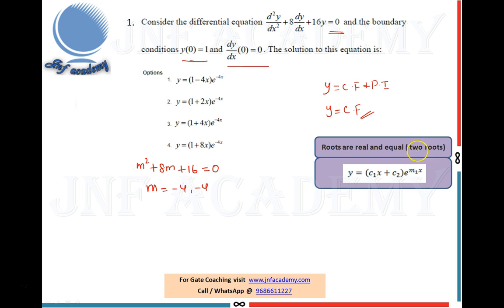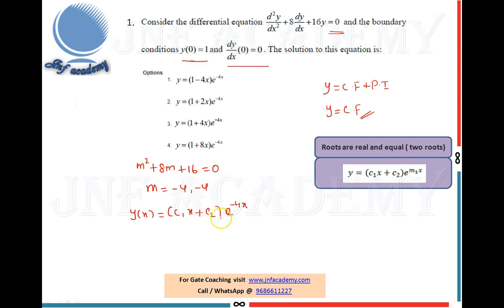It is a quadratic equation, so I got two roots. So the complementary function is y equal to (c1x plus c2) into e power m1x, since m1 equal to m2. So the solution y of x equal to (c1x plus c2) e power minus 4x. Here the m value is minus 4. This is the solution. Now you have to find the values of c1 and c2 by using the boundary conditions, y of 0 equal to 1 and y dash of 0 equal to 0.